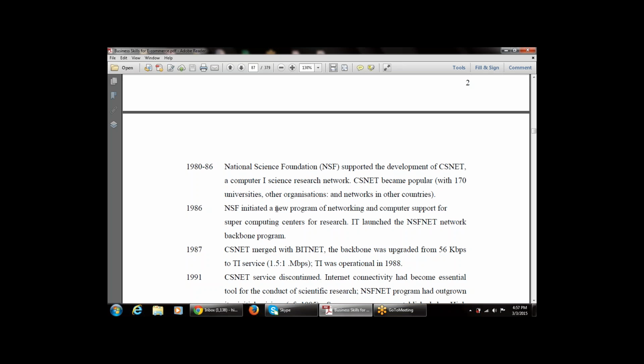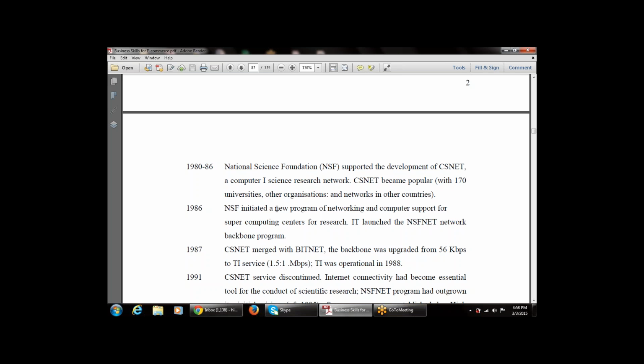Then in 1987, CSNet merged with BitNet. That is, the two networks merged into one network. The backbone was upgraded from 56 kbps to T1 services. That is, the backbone program, the NSFNet program, was upgraded from 56 kbps to the T1 service, that is 1.5 Mbps. T1 was operational in 1988. That is, it comes into the picture in 1988. That is the T1 service.